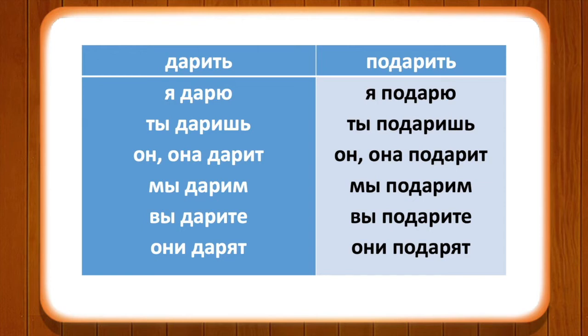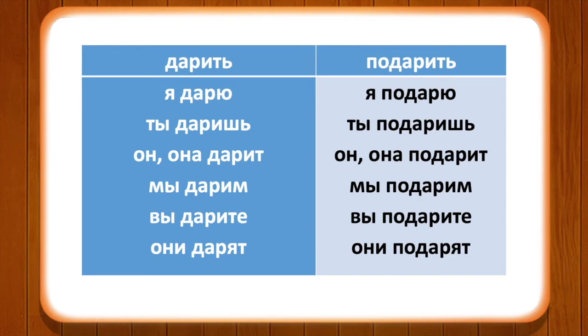So I hope the conjugation of all these verbs are clear to you. Now we will see how they are changed into past tense. Yati on daril, yati on padaril, yati ana darila, yati ana padarila, mui vui ani darili, mui vui ani padarili.